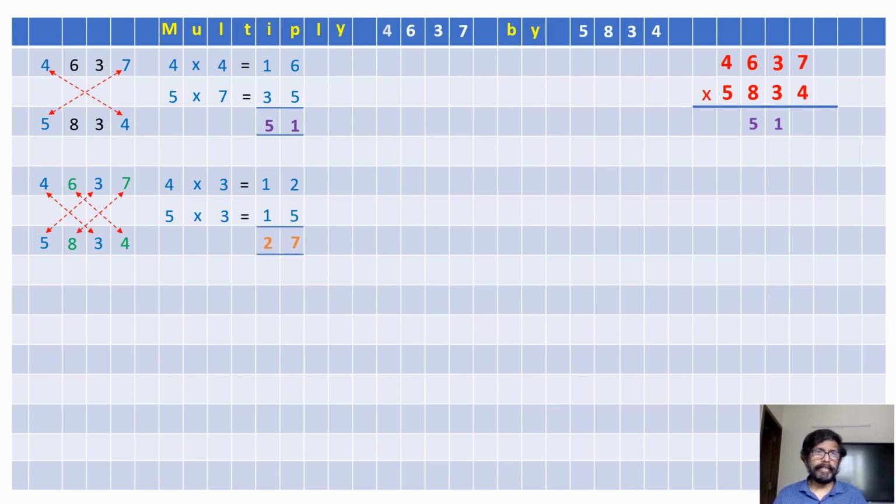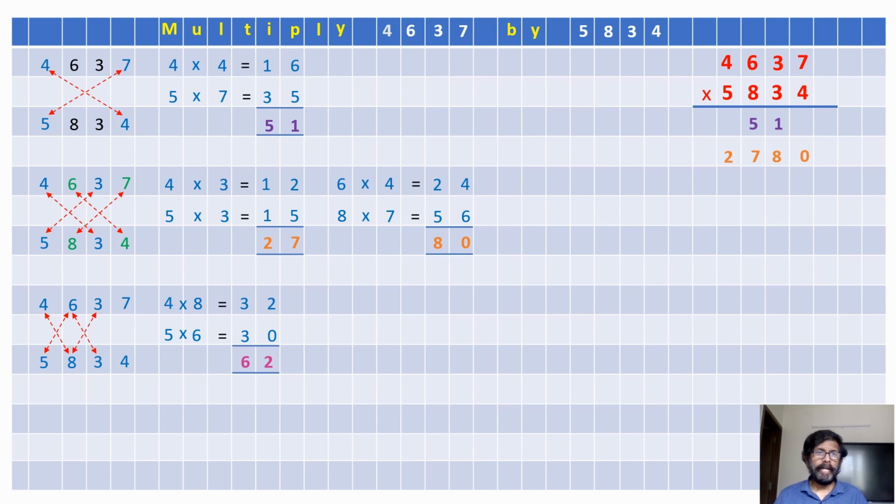Then hundreds digit by the units digit. 6 times 4, 24, and 8 times 7, 56, 80. So we move 27 and 80 over here. Then we multiply the thousands digit by the tens digit. 4 times 8 plus 5 times 6, 30, 62. Then the hundreds digit by the tens digit, 6 times 3 and 8 times 3, which is 42.